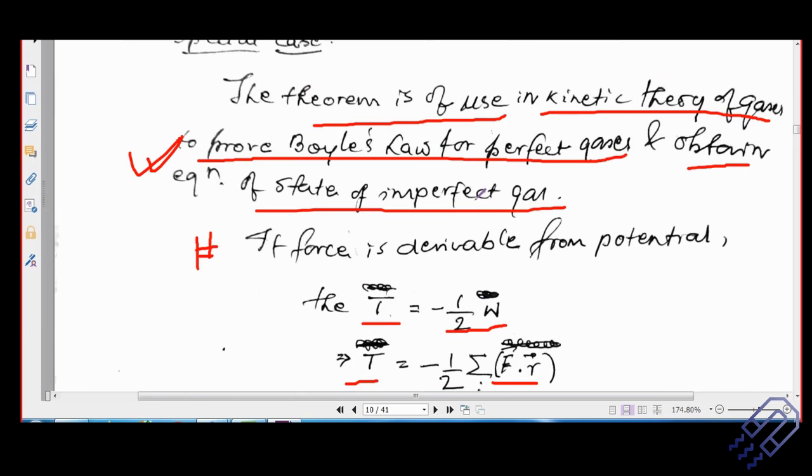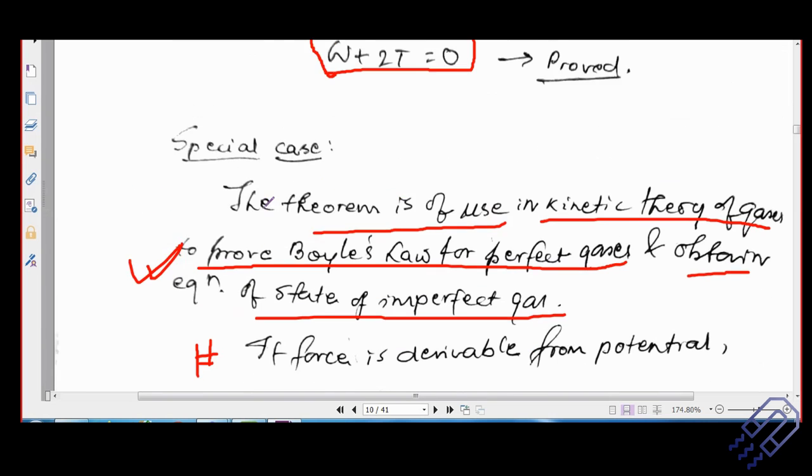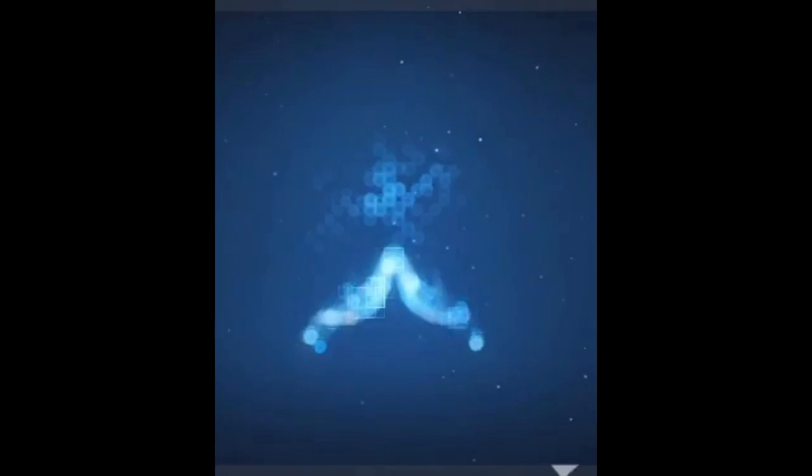For your exam, I might ask you a derivation, and if I go for the special case, I might ask you to show that the Virial theorem in terms of potential energy is 2T plus V is equal to 0.